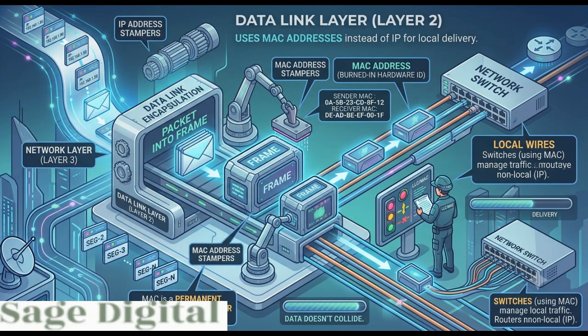Floor 2, the data link layer, the local courier. The network layer handles a grand global map, but floor 2 handles the literal next step in the physical world. It connects your device to your immediate router or switch. The job is it takes the packets and puts them into the final container called a frame. Instead of IP addresses, it uses MAC addresses, a permanent physical serial number burned into your device's network card.